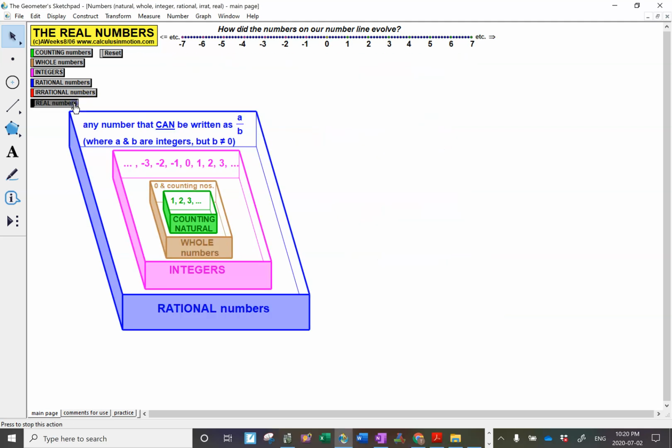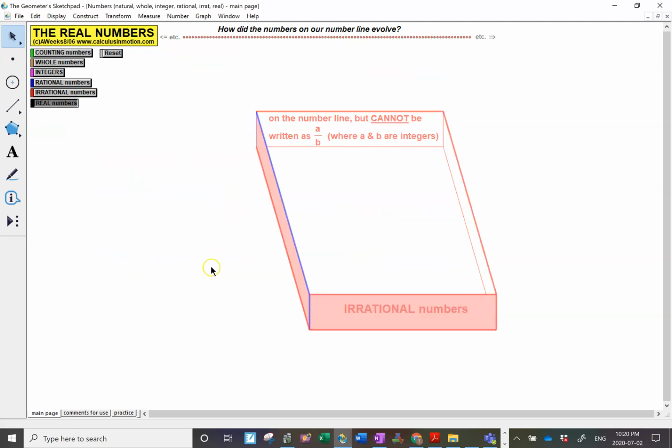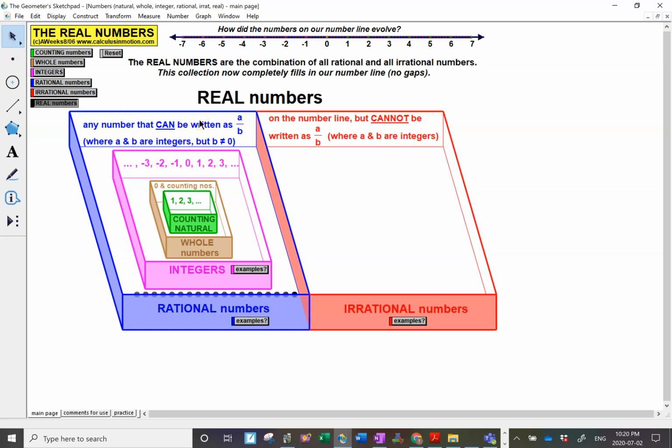And what is a real number? All these numbers that we use in our numeration system and our daily dealings in math are said to be real numbers.